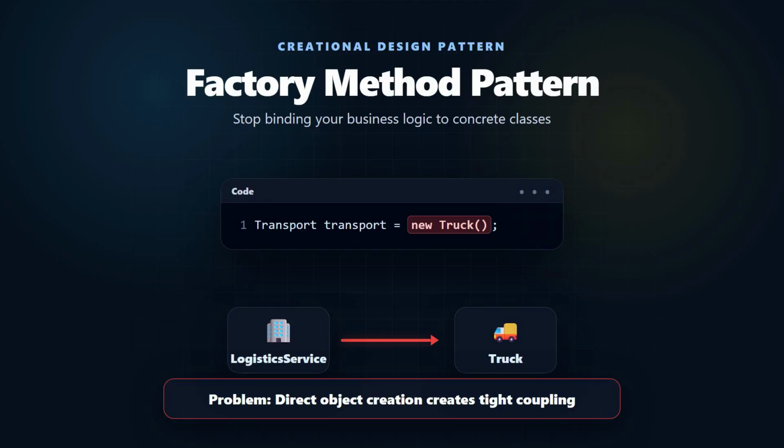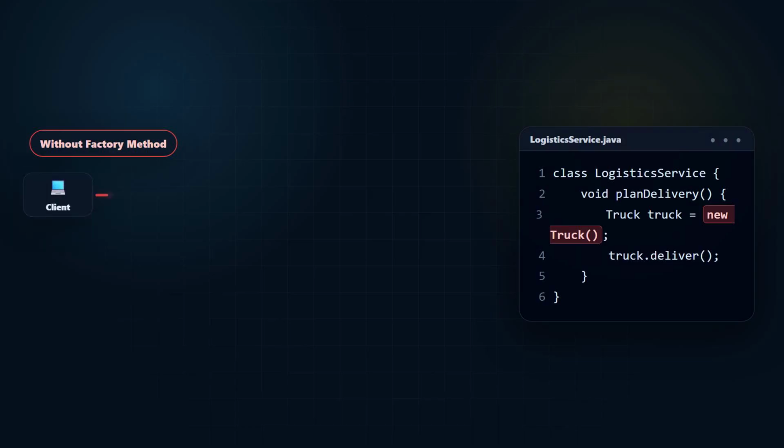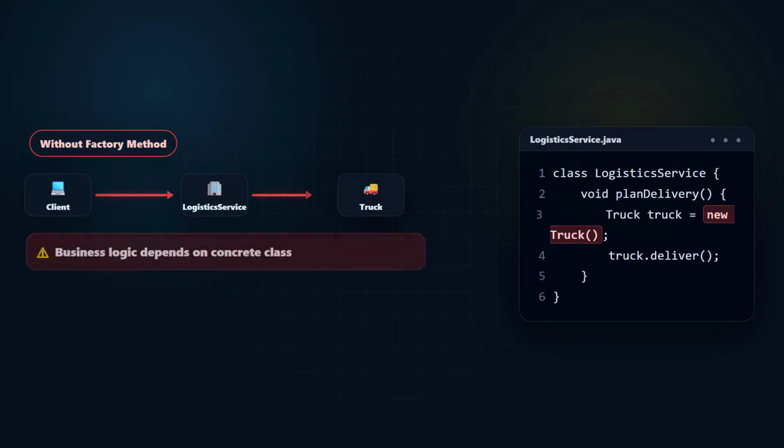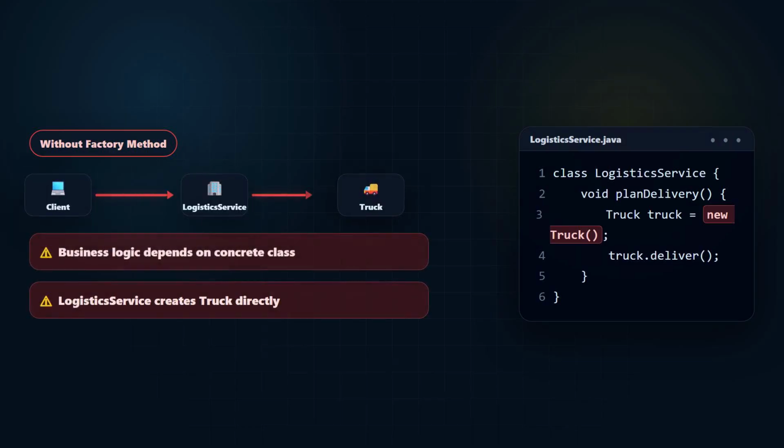In normal object-oriented programming, we often create objects using the new keyword. For example, a logistics service may directly create a truck object using new Truck. This looks simple in the beginning. But as the application grows, this direct dependency starts creating design problems.